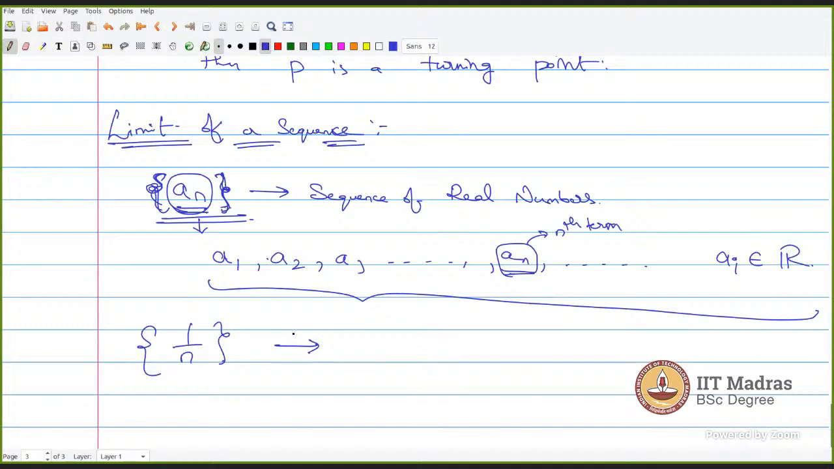So in order to get the first term, just substitute n equals 1. When I substitute n equals 1, I will get the first term as 1. When I substitute n equals 2, I will get the second term, which is 1 by 2. Similarly, my nth term is 1 by n. Likewise, I can say 1 by n square. This is a sequence where my nth term is 1 by n square. So there are infinitely many sequences of real numbers I can define.